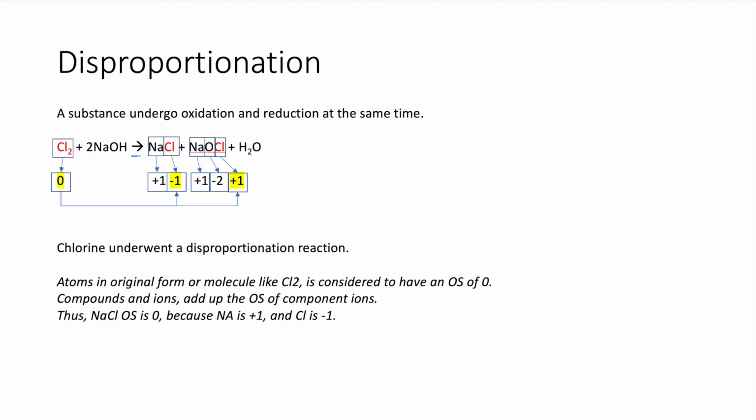And before I end the video, there is this vocabulary I would like to introduce to you, which is a disproportionation reaction. A disproportionation reaction is when a substance undergoes oxidation and reduction together. So a very common way to look at this is, it is one entity on the reactant side, it becomes 2 entities in the product side.